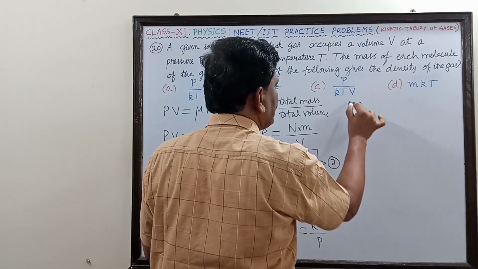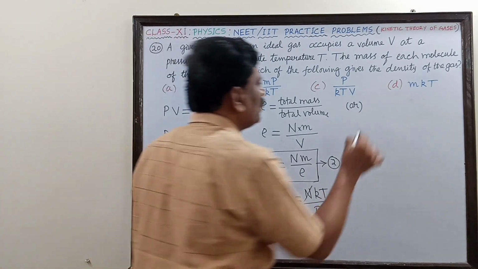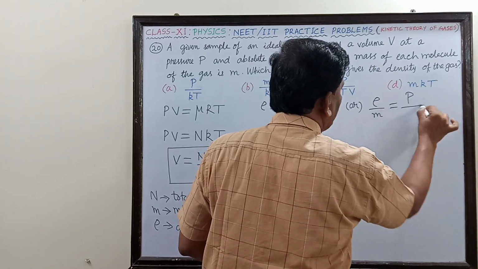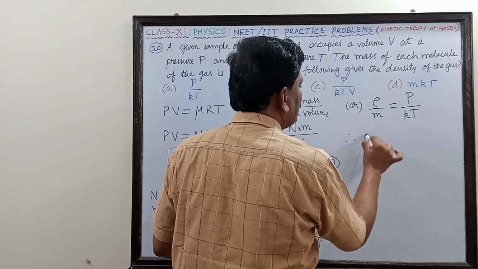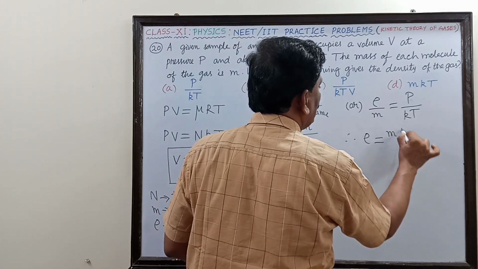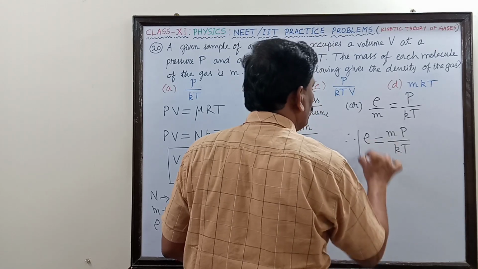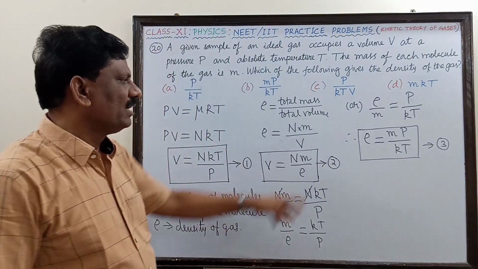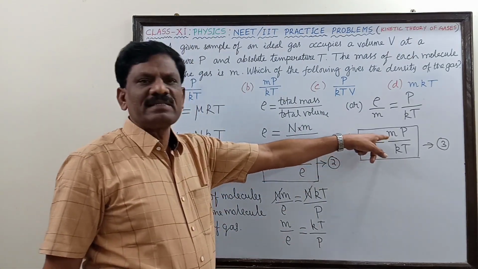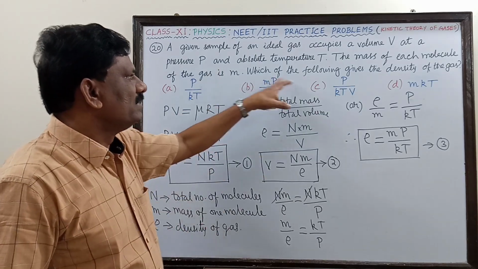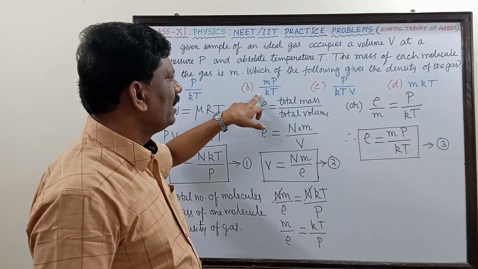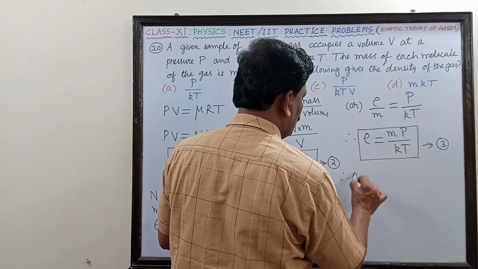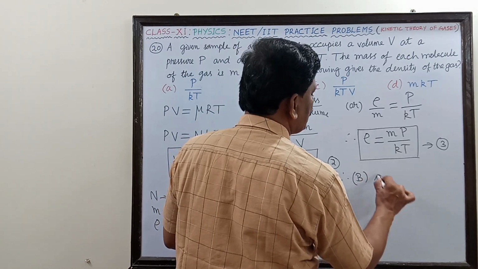Now taking reciprocals, I can also write this as rho by m is equal to P divided by KT. Therefore, density rho is equal to m into P divided by K into T. So, comfortably, we have got an expression for density in terms of the mass of the molecule m. So, which of the following gives the density of the gas? You see here option B is mP by KT. So this is the correct answer. Therefore, option B is the correct answer.